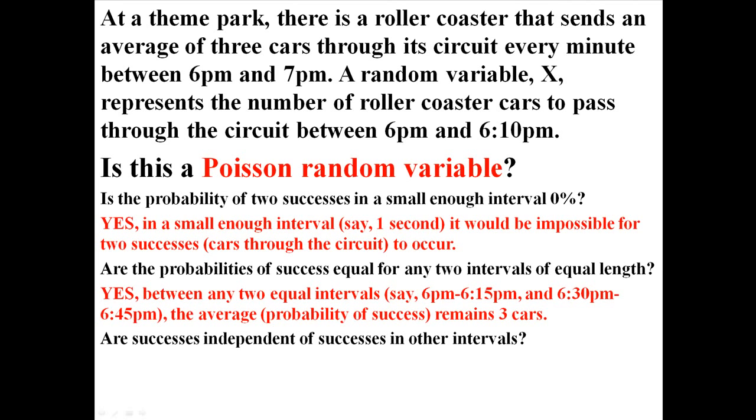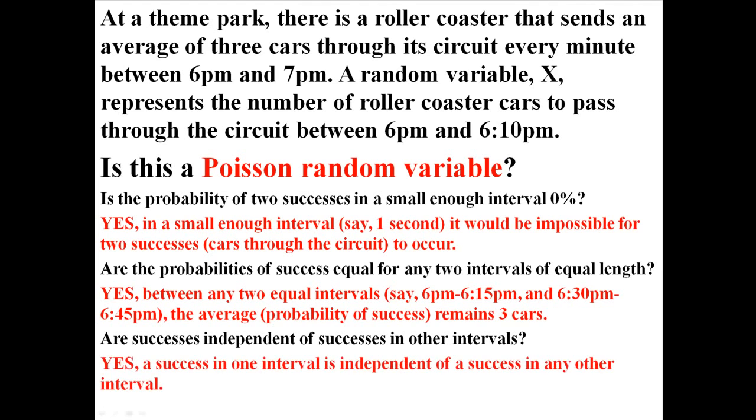And are the successes independent of successes in other intervals? Yes, a success in one interval is independent of a success in any other interval. Like for example, if you get 3 cars in one interval, that won't change the probability of getting 3 cars in another interval. So back to this example, I want to know what is the probability that 35 cars will pass through the circuit between 6 p.m. and 6:10 p.m. So we have this equation right here to find the answer.